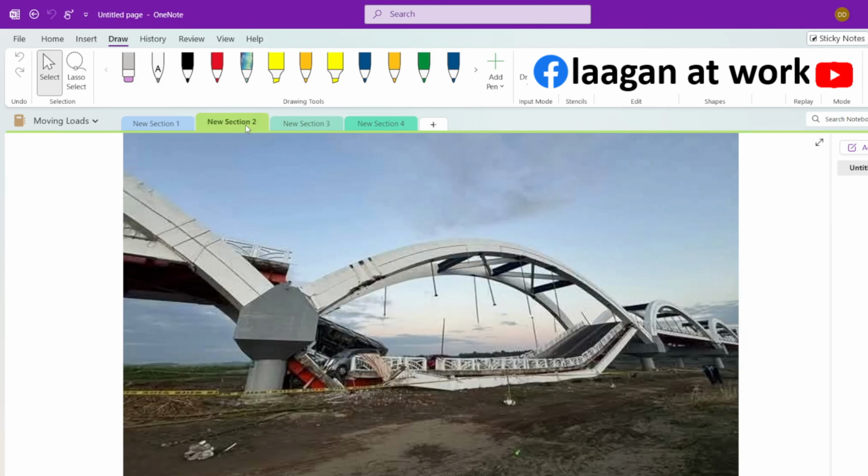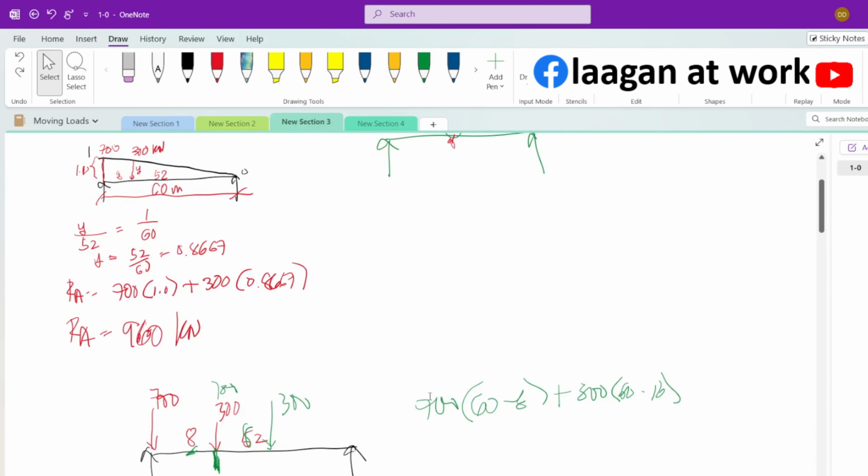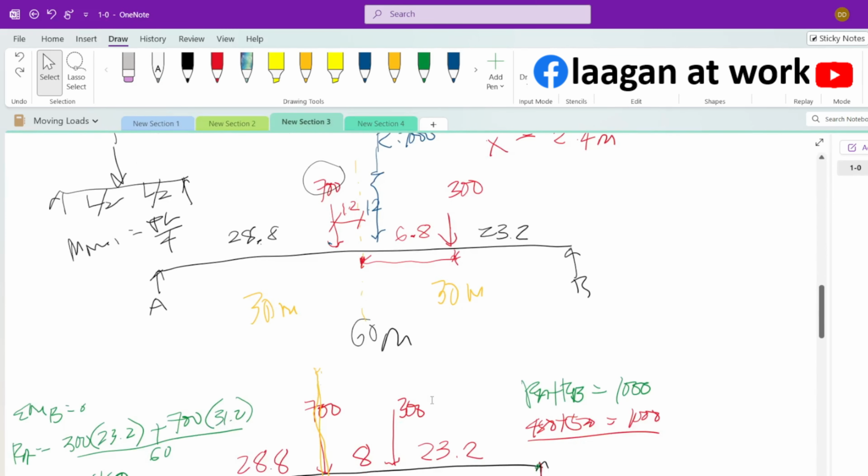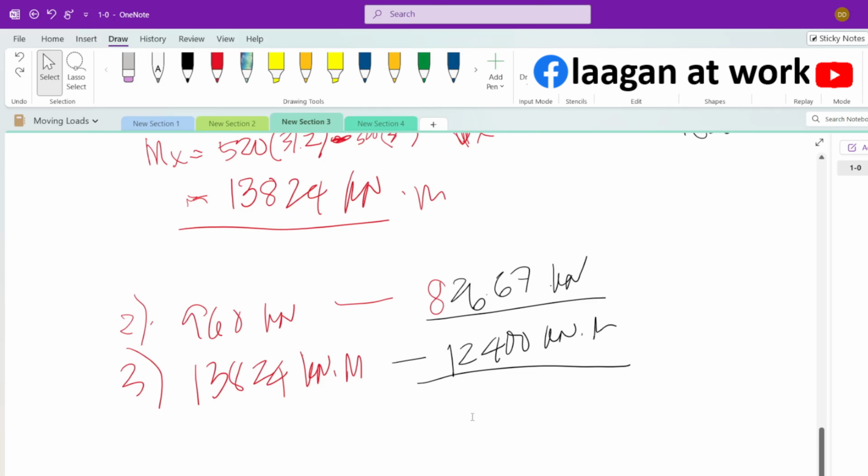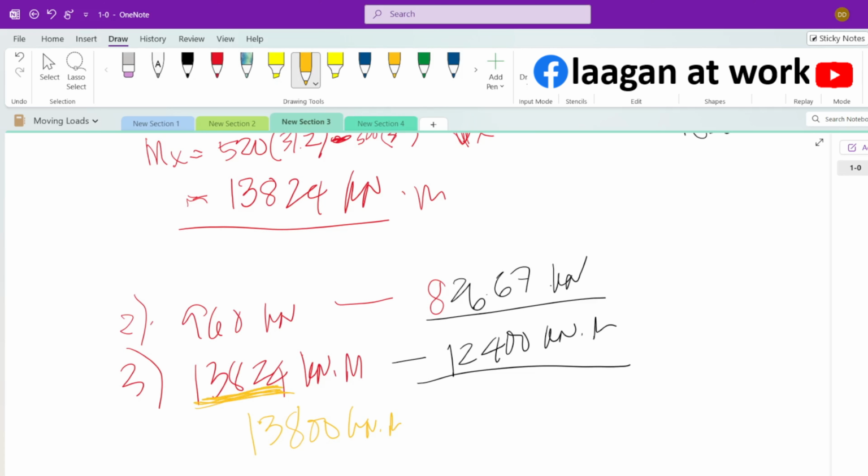Now, how much did we get? Moment is 13,824. See? So if you position the load at the center, it will only give 13,800 kilonewton meter, which is still less than this one. So even if you try, say, to position the biggest load 0.5 meters from the center line, it will give a value less than this one here.